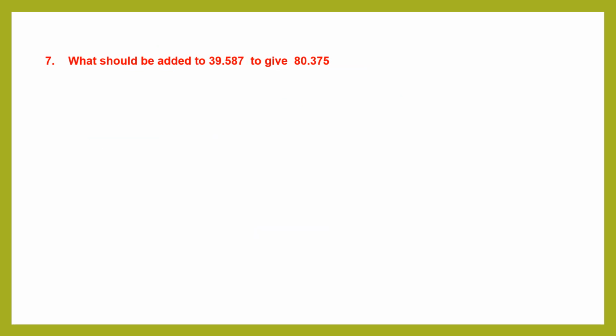Question 7. What should be added to this number to give this number? Okay, let's use a simple example for this. What should I add to 5 to give 7? What do you think I should add? 5 plus 2. We know the answer is 2, isn't it? Now, how can we get 2? If we subtract these two numbers, if I say 7 minus 5, I will get my answer, isn't it?